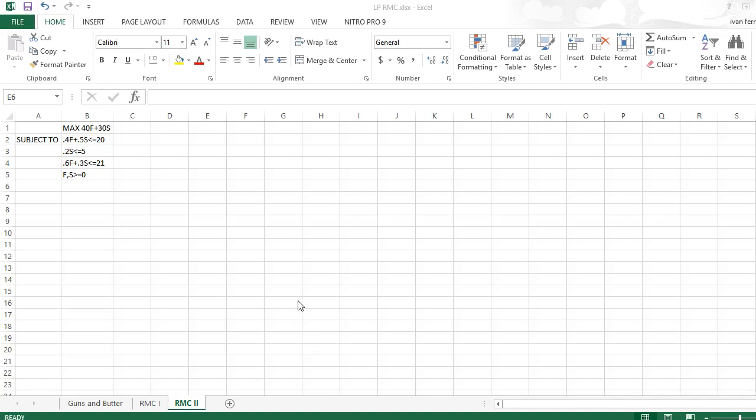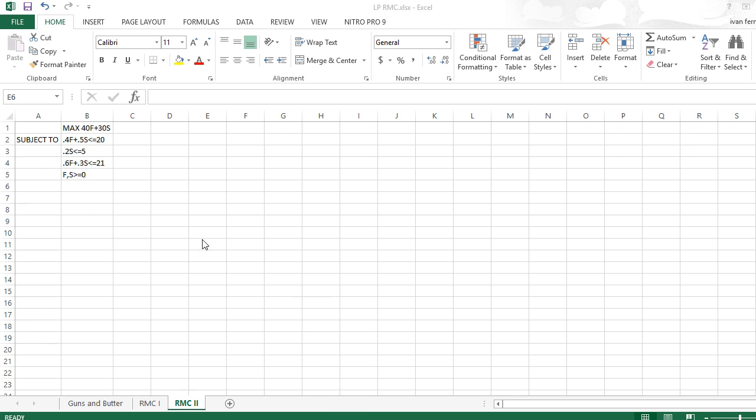In this second part, I'm going to show you how to solve the RMC problem using the graphical method. And later on, I will actually show you how to do it using Solver. The graphical method is a pain to do. It is painful. It takes time. But once you do a few of them, it starts to get pretty easy.